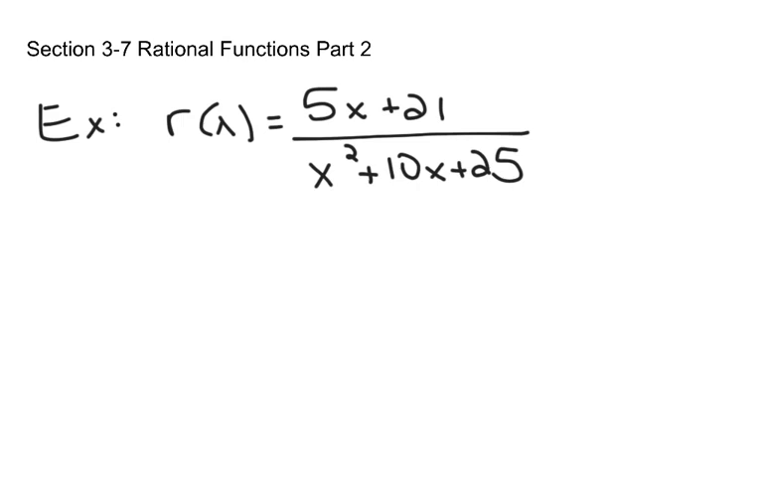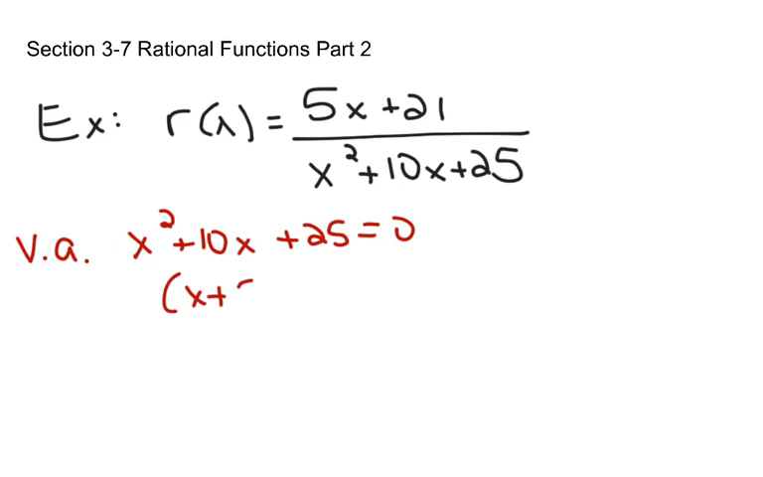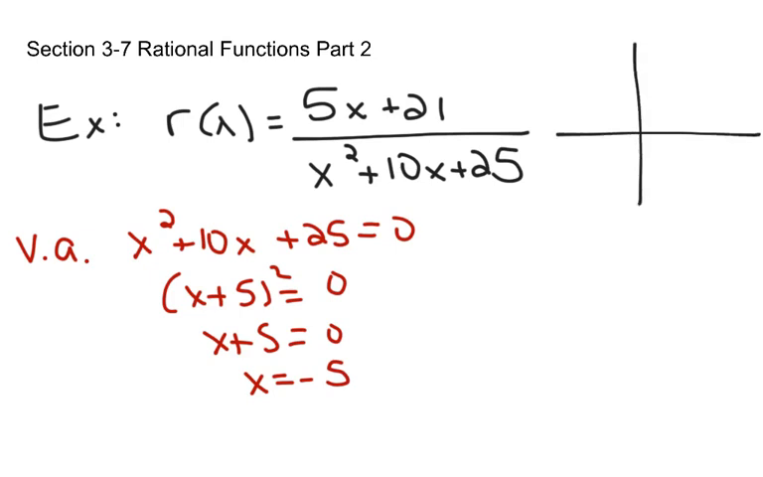10x plus 25. The vertical asymptote is what you get when you set the denominator equal to 0. When you do that, you're either going to graph it and find the solutions, or you're going to factor it and solve for x. Either way, you're going to find that the vertical asymptote is negative 5. So there's only one vertical asymptote.